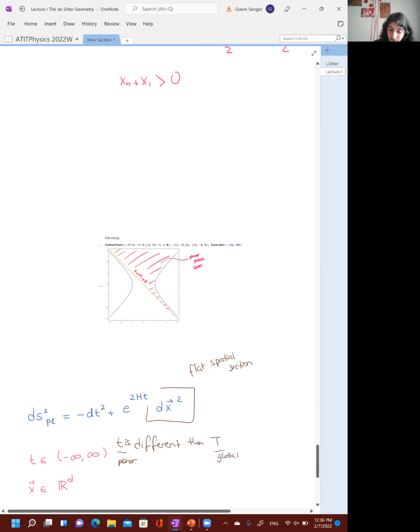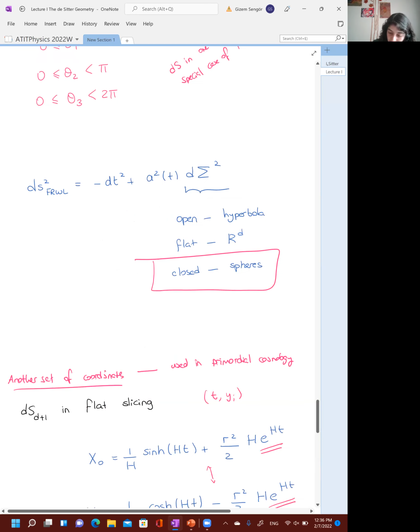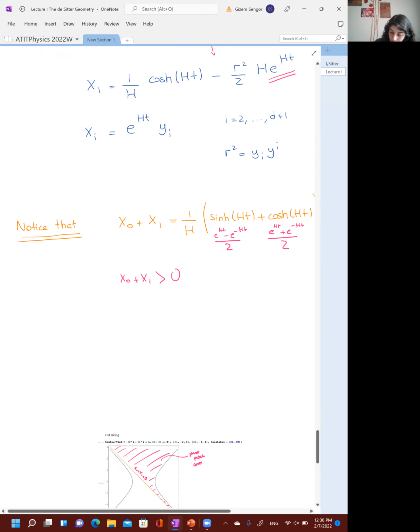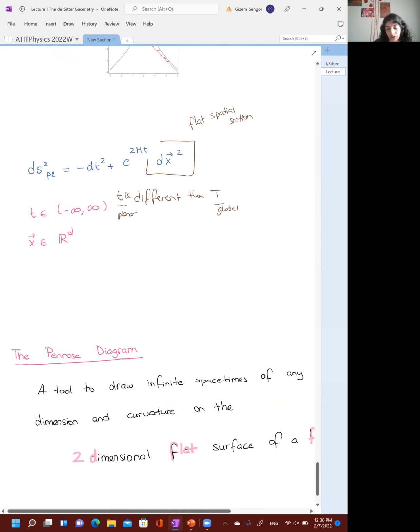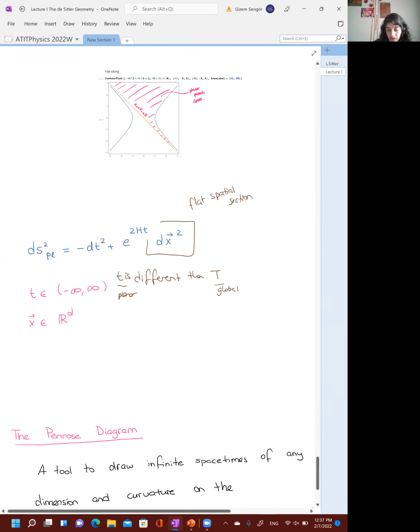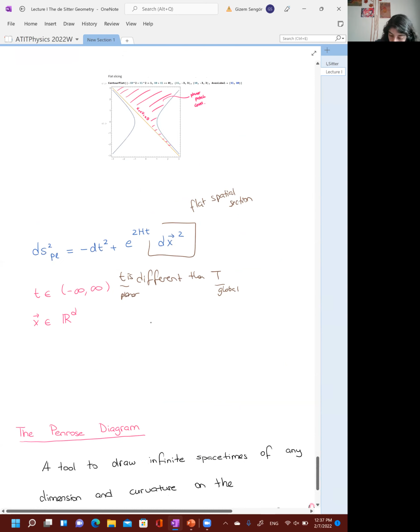So this half of the de Sitter corresponds to a different kind of Friedmann-Robertson-Walker slicing in terms of the curvature of its spatial sections. This set of coordinates, I said this planar patch, but this is also called the Poincare patch.